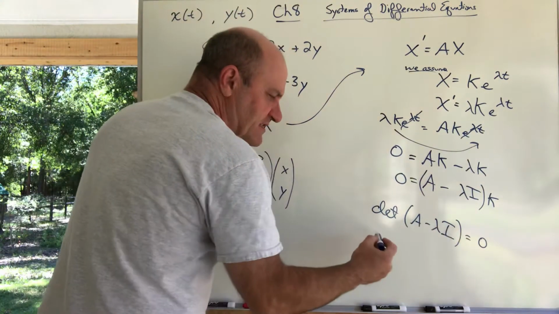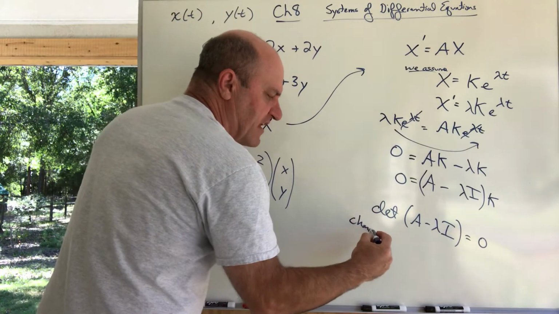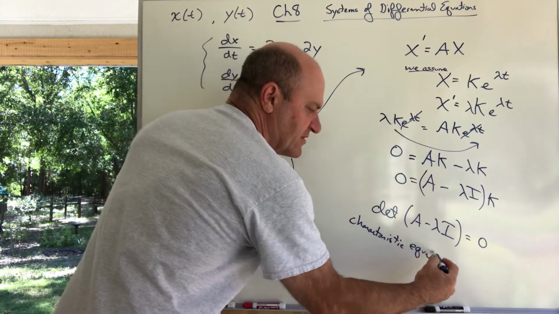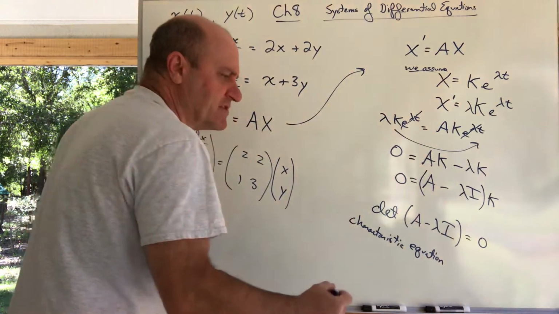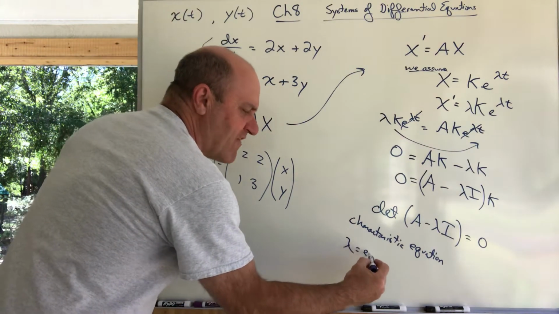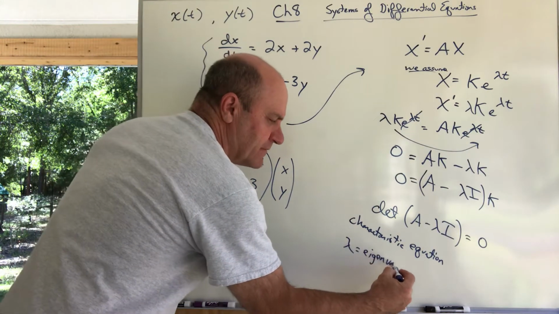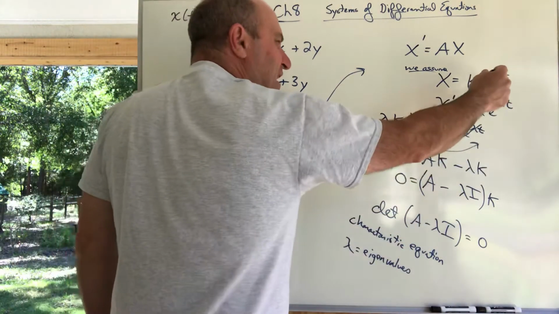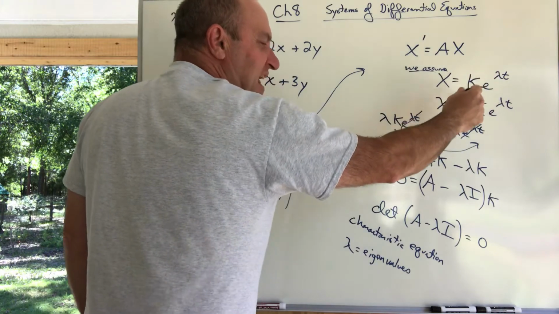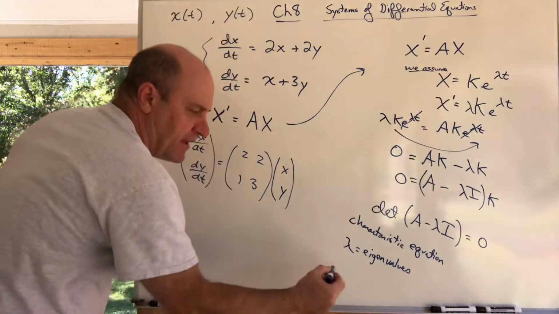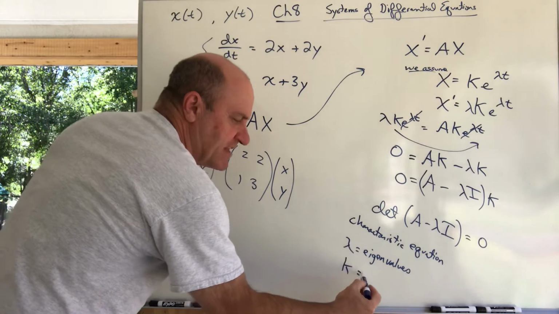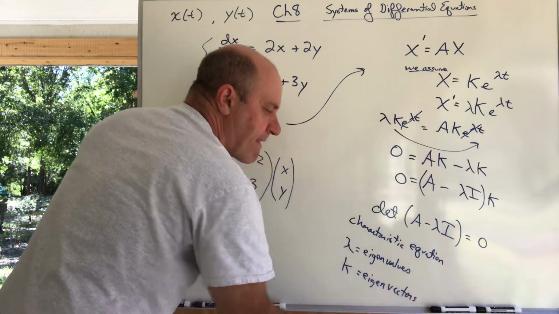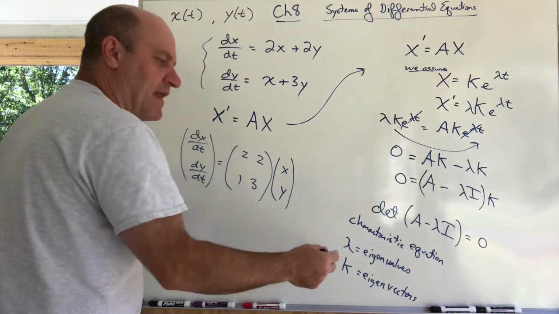When we do this, let me give you a couple more notes here. This is called the characteristic equation. This is what we're going to do. And those lambdas, when we find them, are called eigenvalues. And when we plug them back in, we find the associated K that goes with each lambda, and that K that goes with each lambda is an eigenvector. So that's where we're headed.